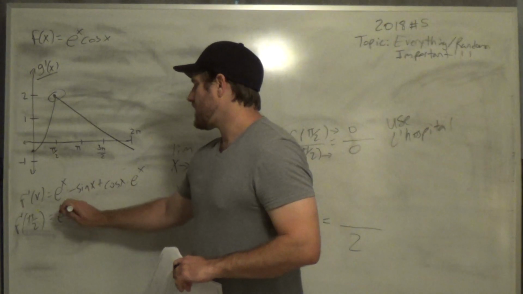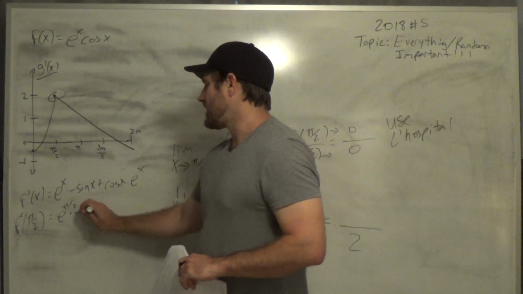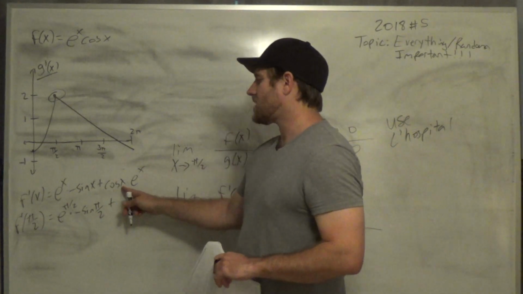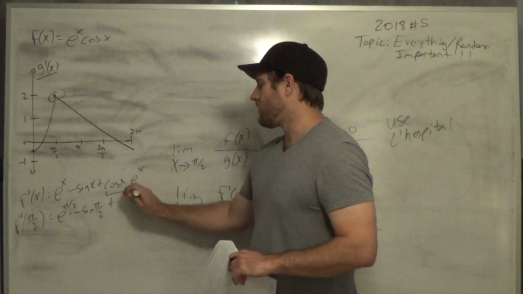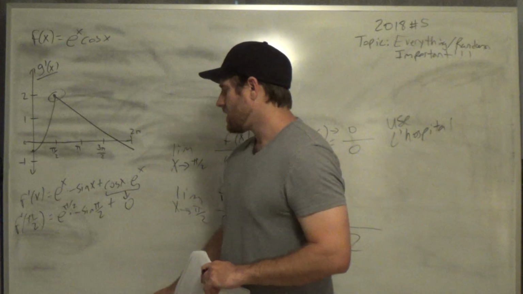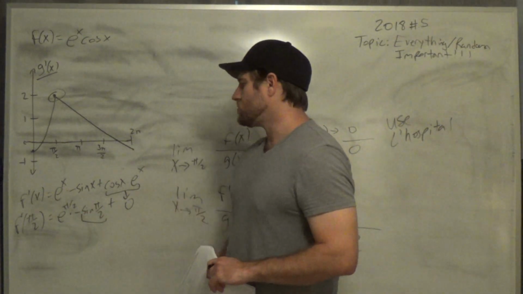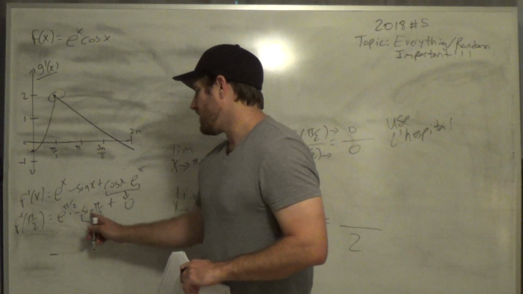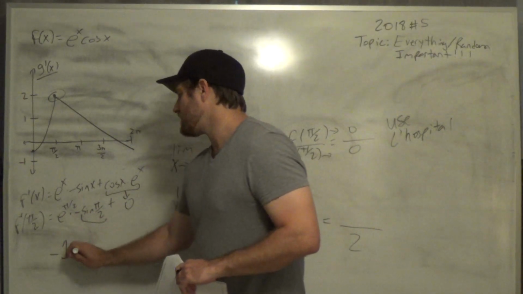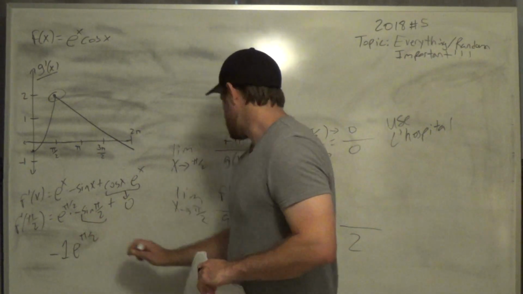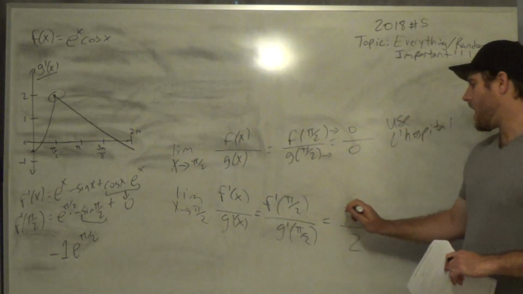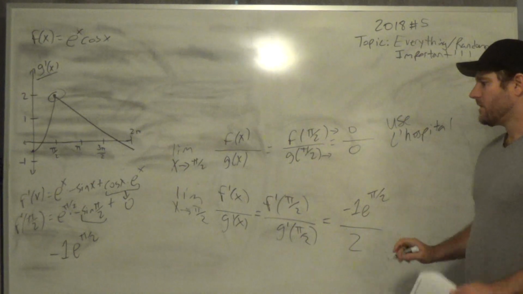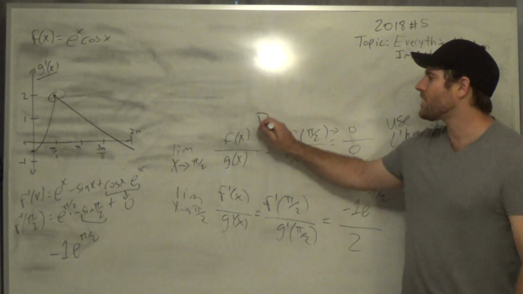We get e to the pi over 2 times a negative sine of pi over 2. The good news is cosine of pi over 2 we just said is 0, so all this stuff over here is 0. Remember, sine of pi over 2 is 1. So we have this negative, the sine of pi over 2 is 1, and then e to the pi over 2. So negative 1 times e to the pi over 2. And that's it. That's all you have to do for part D.